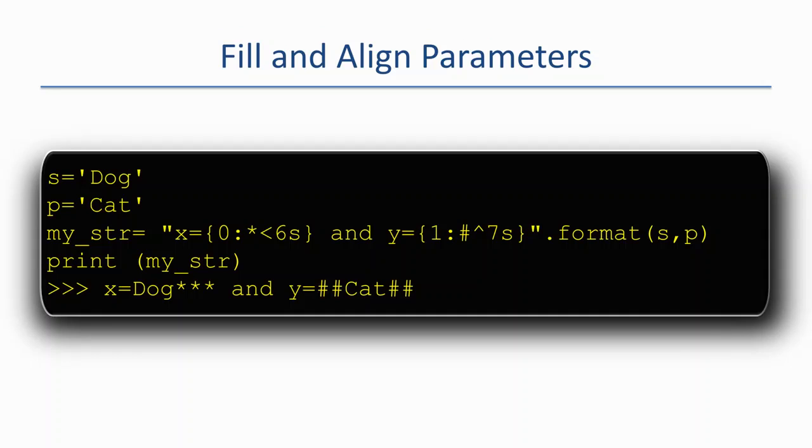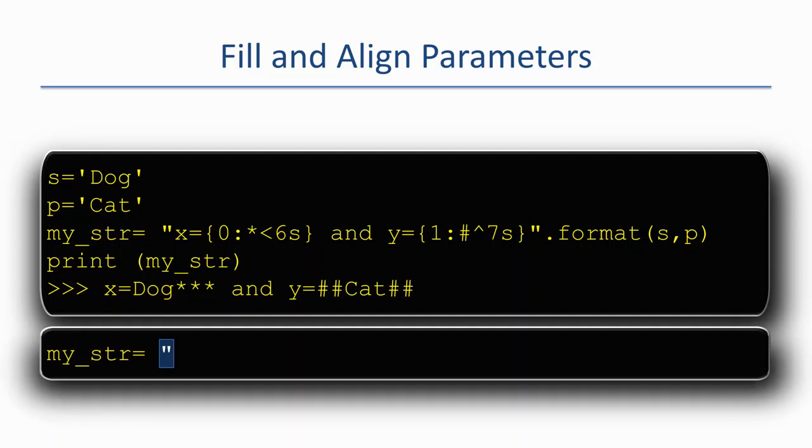In this example, I have a string dog, which is assigned to a variable s. I have another string cat, which is assigned to a variable p. Then I'm using the format method to print these two variables. And if you run this program, you see that the result would be x is equal to dog followed by three asterisks and a space, and y is equal to hash sign, cat, hash sign, hash sign. Let's see how this output is generated.